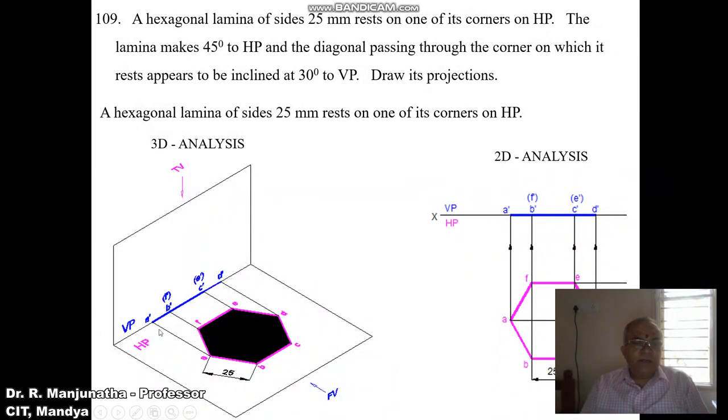And as we see from the front view, this end is a corner and this end is also a corner. So this is how you place the initial position. You can see in the 2D analysis also, we have placed one end as one corner and the other end as another corner. And this is a true shape because all the sides are parallel to HP, so we are getting the true shape in HP. As you look from the front view, ABCD is near to the observer, so A dash, B dash, C dash, D dash is visible. E and F is away from the observer, so E dash, F dash become invisible. So this is how you analyze the first position.